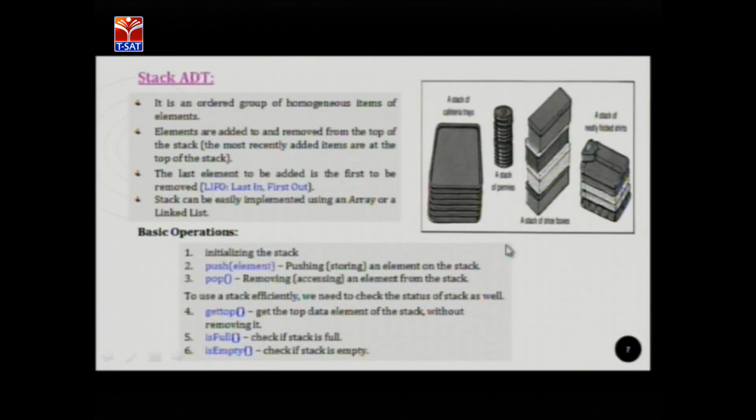ADT is nothing but abstract data type. Algorithms or data structures have two parts: one is the implementation and the other is the interface. The implementation is hidden from the user, and the interface is what is chosen by the user. The stack is a linear type of data structure. It may be implemented using arrays or a linked list.